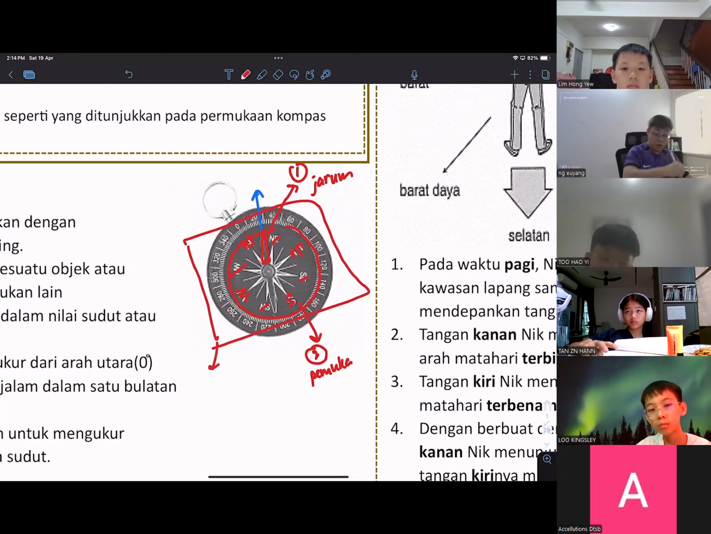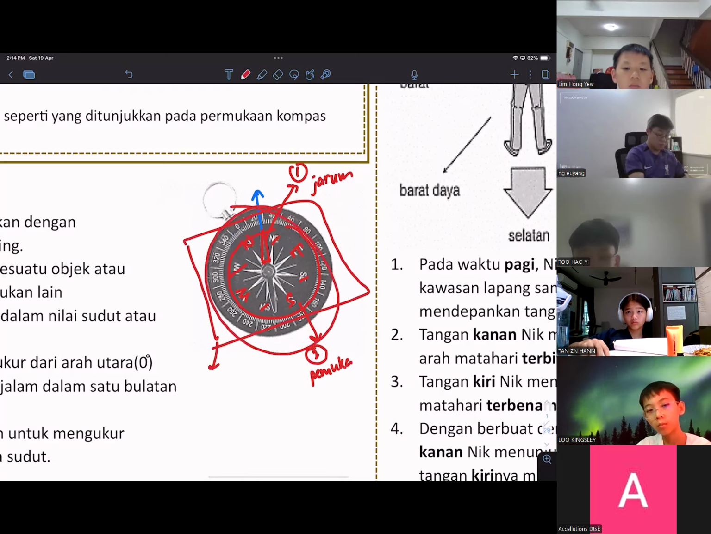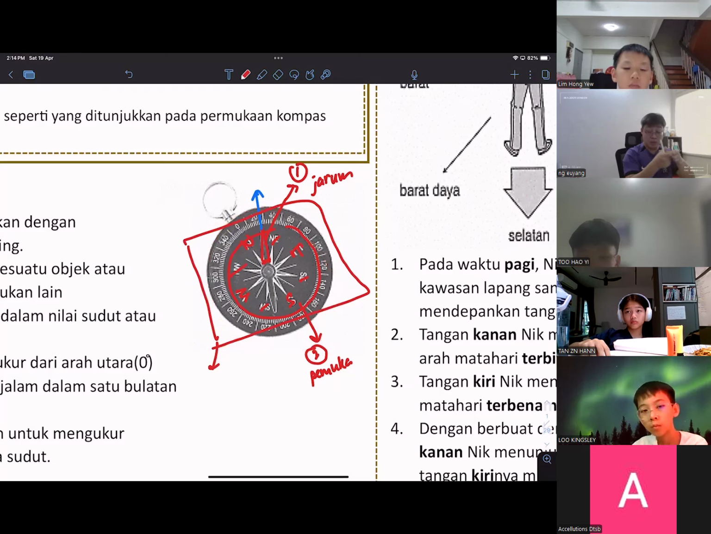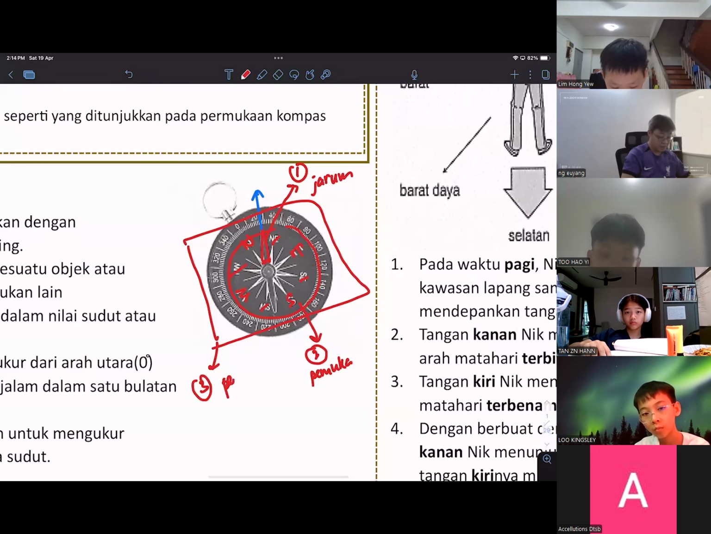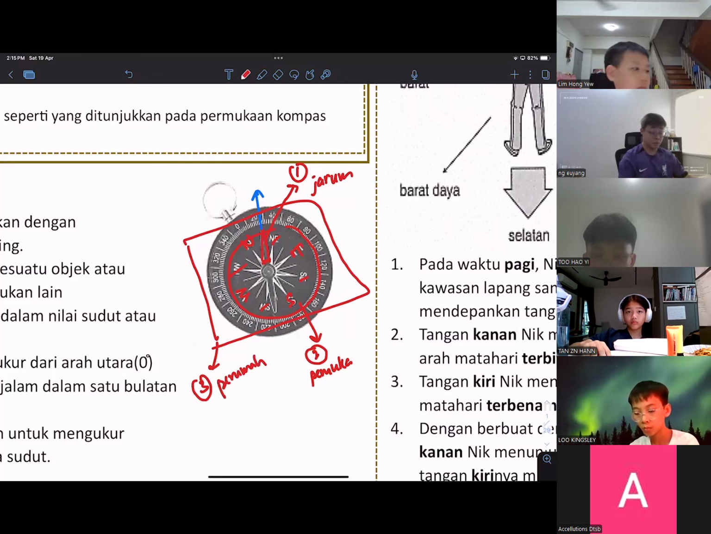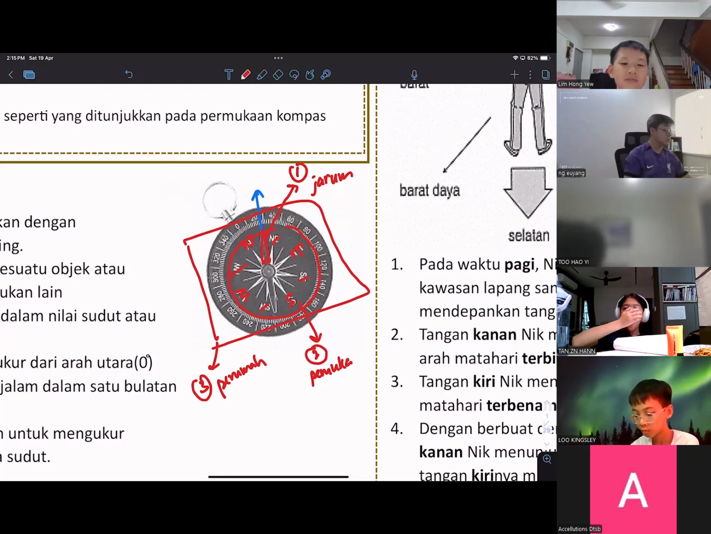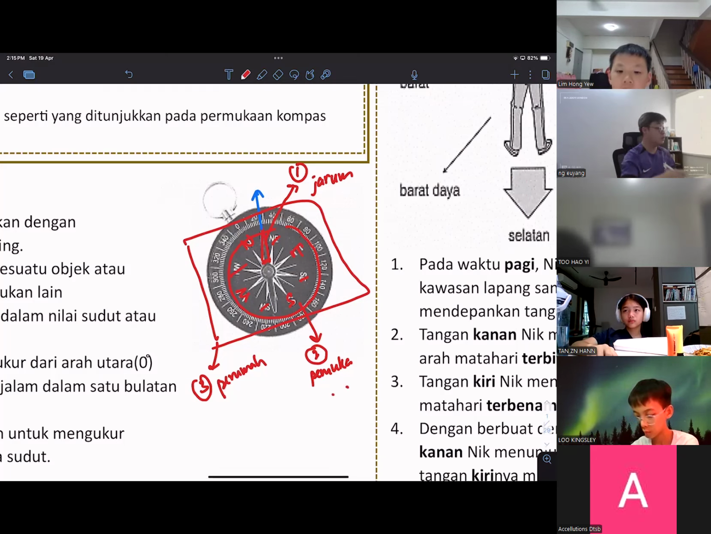So this is your whole circle item, right? So the whole compass. The whole thing to cover, to contain the Bermuda and the jarum is known as rumah, which means a house to keep the jarum and to keep the Bermuda. So this is your three structure. Yeah, the surface of the compass is known as Bermuda. Good, how you?